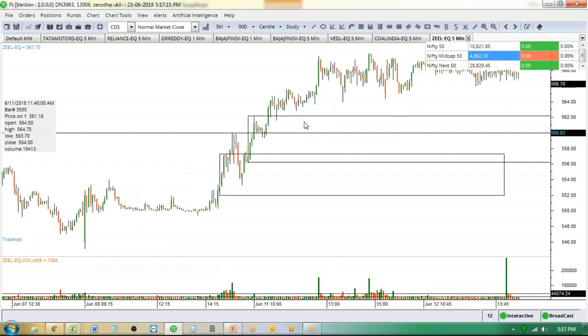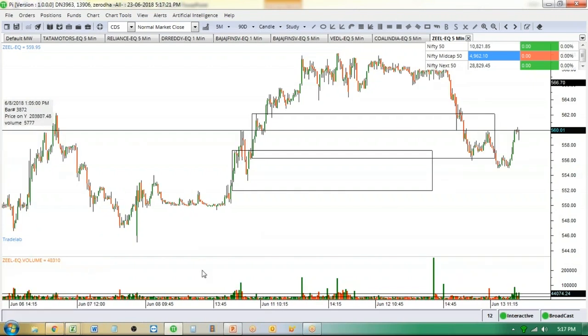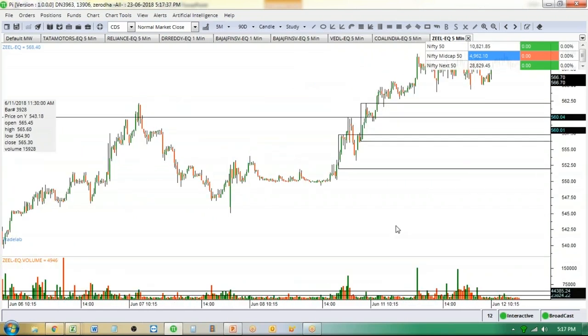I thought the entry was on the pullback, yeah? It has to be on the pullback, no? Because I thought it's for the other. Immediately after the zone, it pulled back around 10:50. This place, huh? No, it went out of that box.